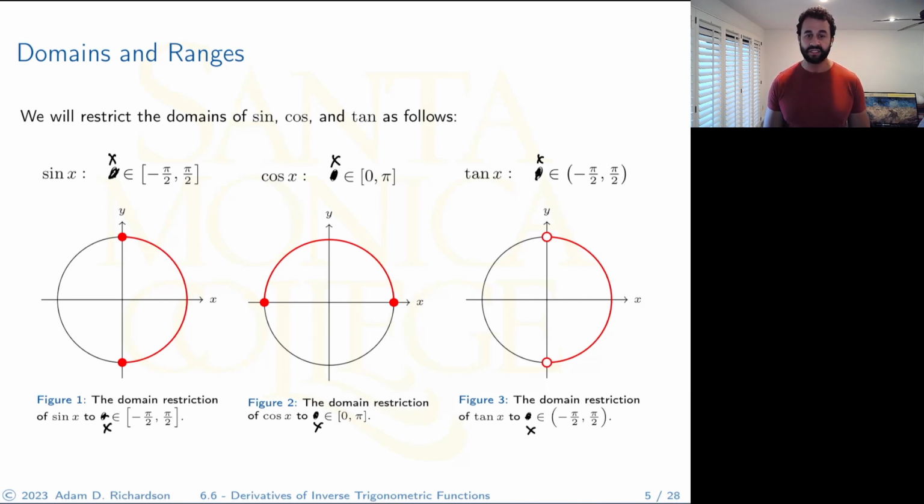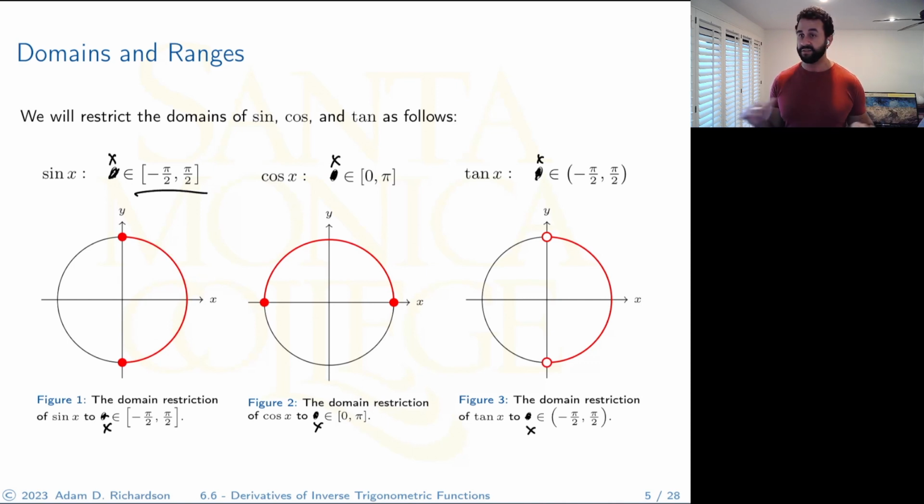So what are we restricting sine to? We are restricting sine to negative pi over 2 to pi over 2. So this set of angles right here. So what we're going to do is basically pretend that sine is only defined on this interval from negative pi over 2 to pi over 2. We're going to restrict the domain.